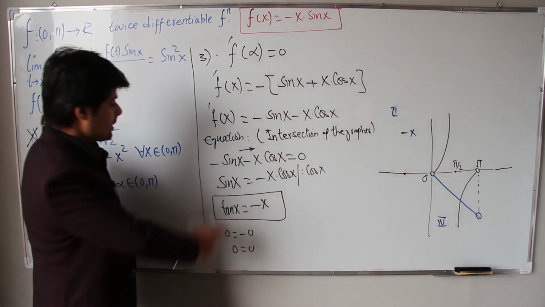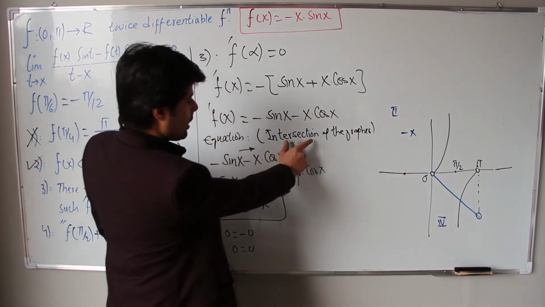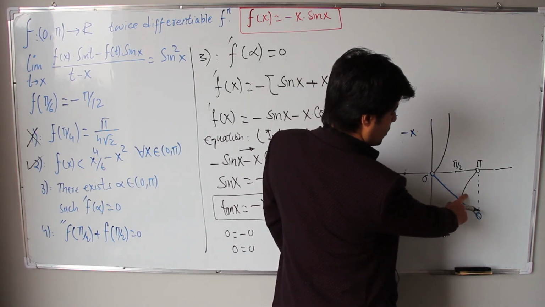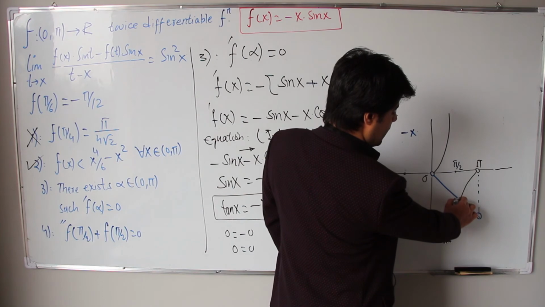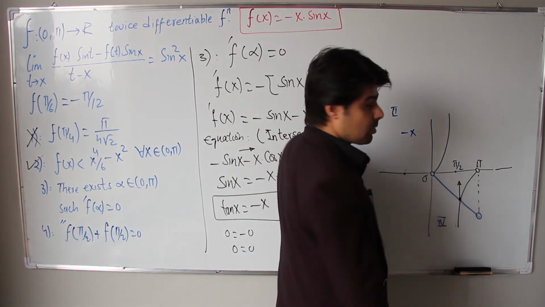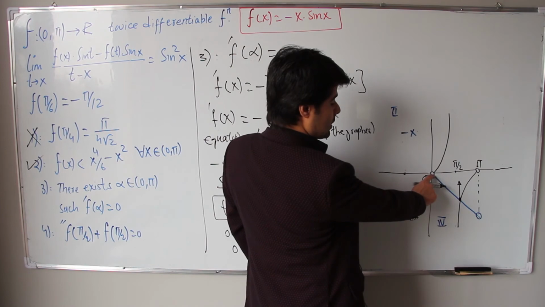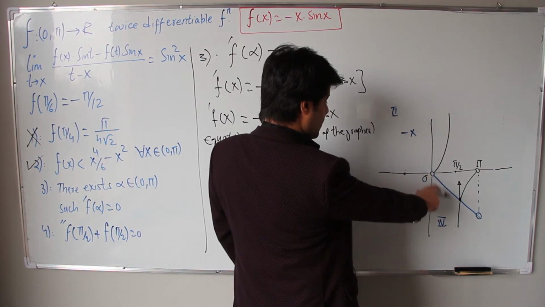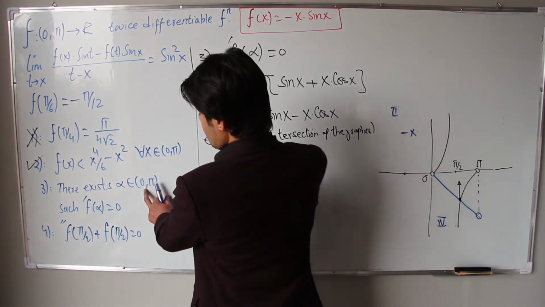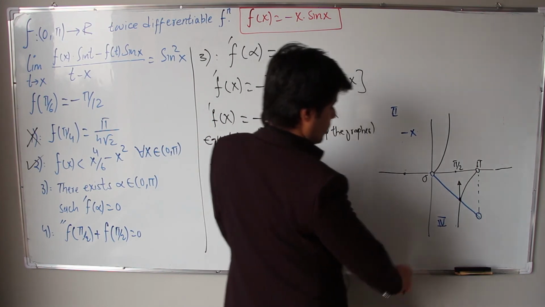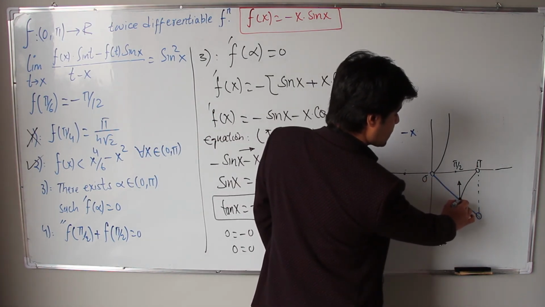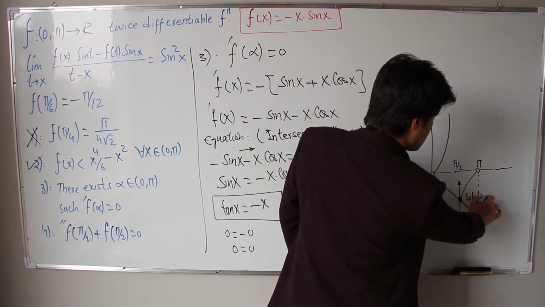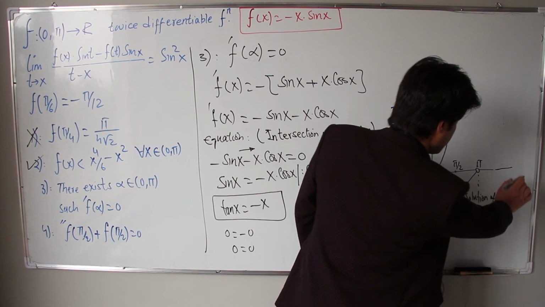Now, what does an equation mean? Equation means intersection of the graph. Now, this minus x with the tangent, does it have any intersection? Yes, it has got two intersections. First one, this one, and number two is this one. The first one is not the correct one. Why? Because 0 is not included in this interval. So we have another intersection, and this intersection means solution of the equation.